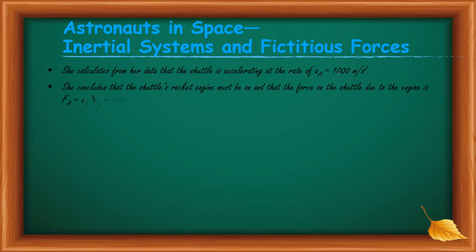So she concluded that the shuttle's rocket engine must be on, and the force on the shuttle due to the engine, that is Fa, is equal to Aa into Ms, that is equal to 1000 into Ms, where Ms is the mass of the shuttle. Is it clear?